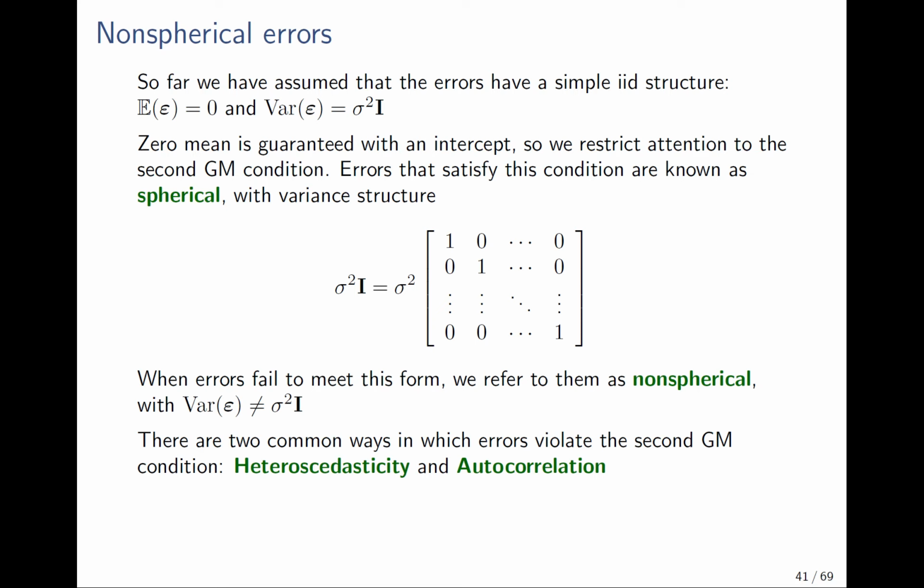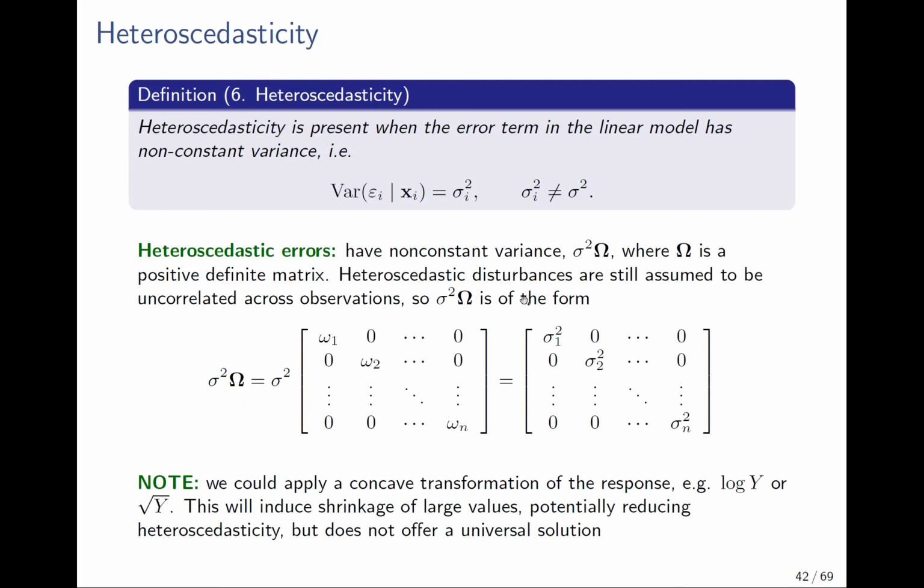There are two common ways in which errors violate the Gauss-Markov condition 2. That is what we call heteroscedasticity and autocorrelation. So let's turn first to heteroscedasticity, a very common problem, and it's present when the error term has non-constant variance. It's defined in the slide. The variance of epsilon i given x i is equal to sigma squared i. In other words, each observation can have its own variance, so it's not constant across observations.